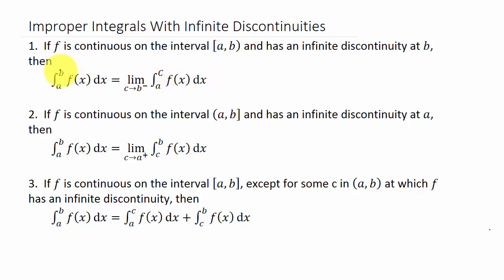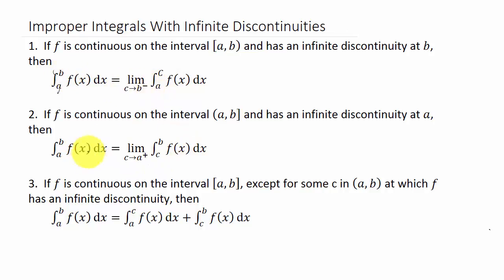Okay, so we have an infinite discontinuity at this upper limit here. It's continuous everywhere else except for this upper limit. So what we'll do is we'll take this upper limit, replace it with some other letter, and then take the limit as c goes to b from the left.